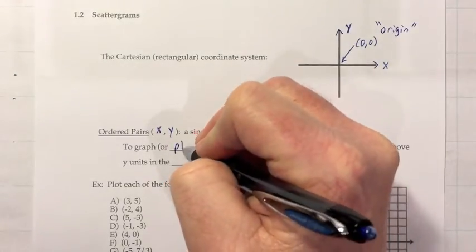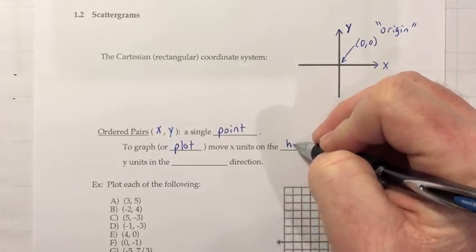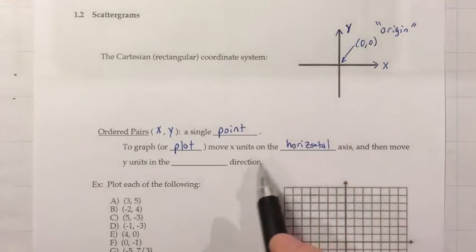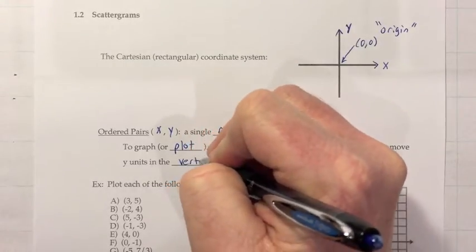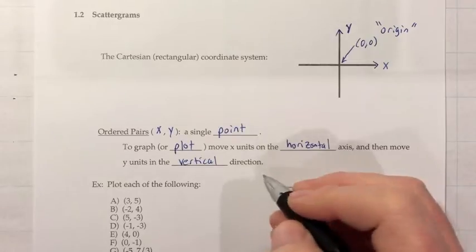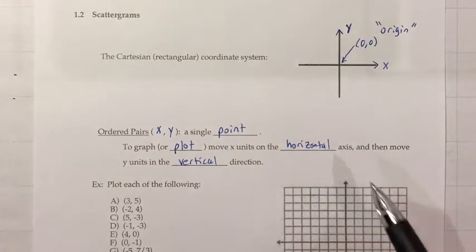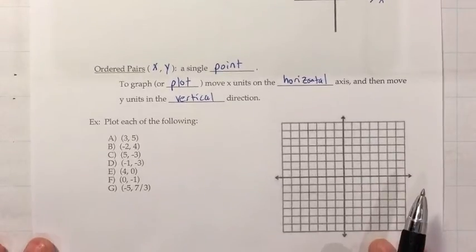So if we're going to plot a point, that would be the same as if they asked us to graph it. And the way we're going to do that is move x units on the horizontal axis and then move y units in the vertical direction. Notice that we're moving x units on the horizontal axis, but the y units are not on the vertical axis. They're in the vertical direction, because after we've moved horizontally, we will no longer be on the vertical axis. So let me show you how plotting points works with a few examples.